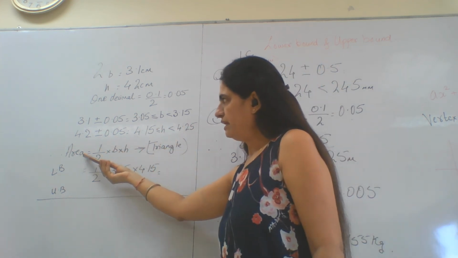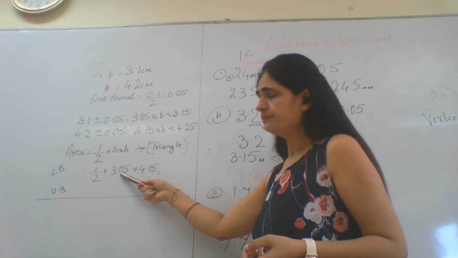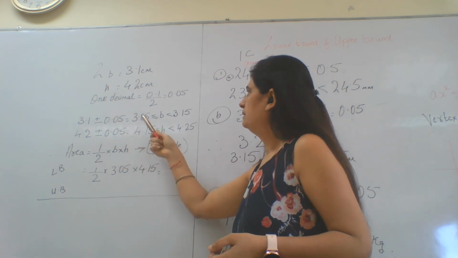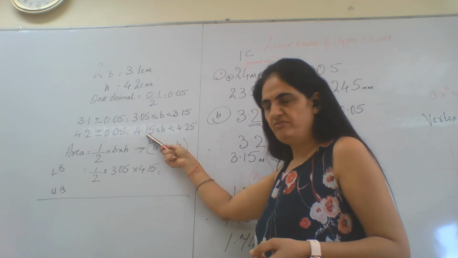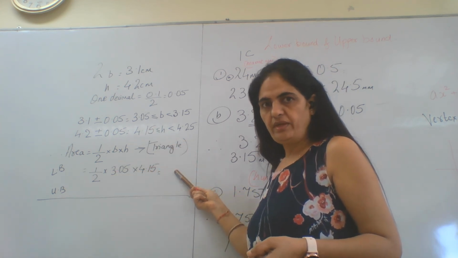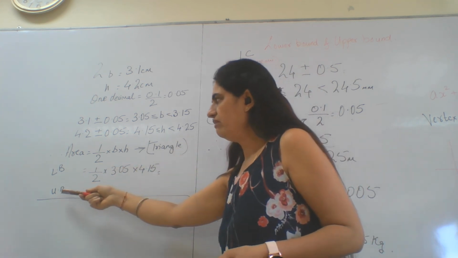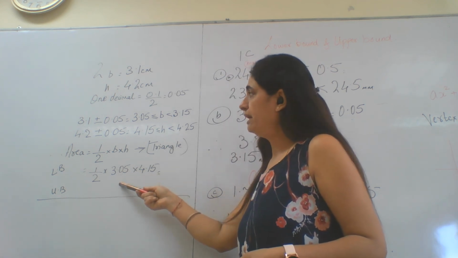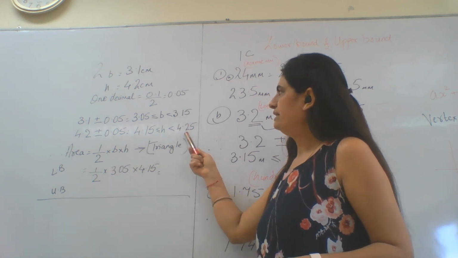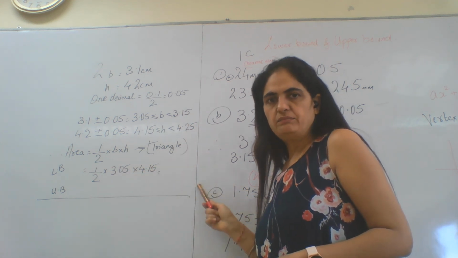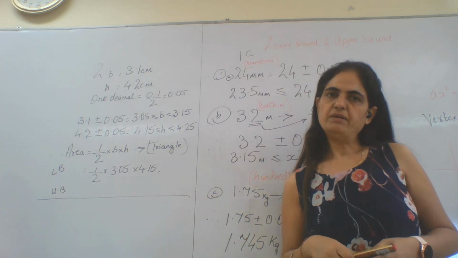Now to find the area, I know the area of a triangle is half base into height. So first I will take the lower bound, that is 3.05, and for height I will take the lower bound, that is 4.15, and solve this. You have to plug in the values in this formula. Similarly for the upper bound you will do the same thing by taking the upper bound values, that is half into 3.15 into 4.25, and put it in the GDC and get the answers. Okay, so this is the way we find the upper bound and the lower bound.